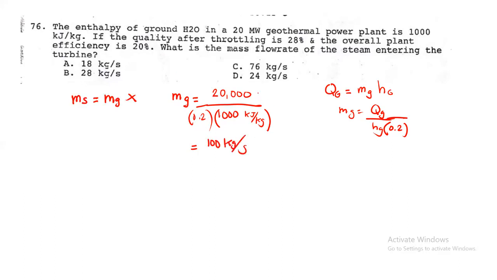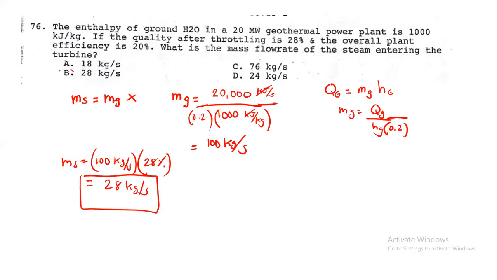So, kilograms per second yan. Ito is kilojoules per second. So, maka-cancel maging kilograms per second. So, MS is equals to 100 divided by quality na 28%. So, 28 kilograms per second. The answer is letter B.